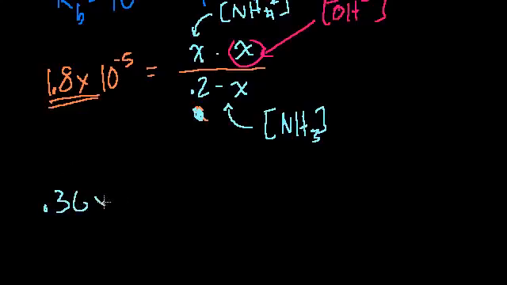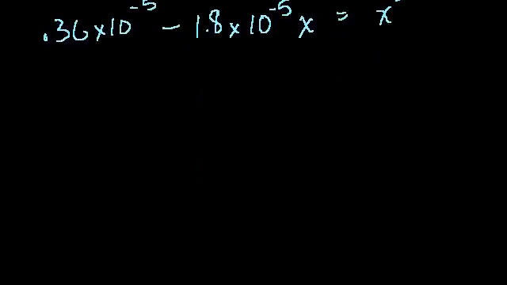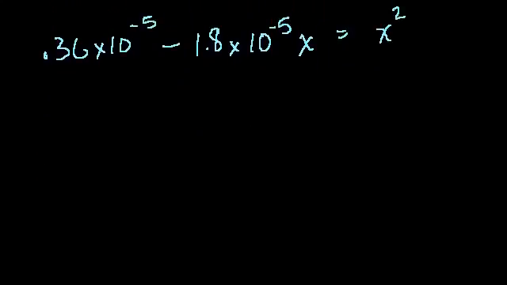0.36 times 10 to the minus 5, right? 2 times 1.8 would be 3.6. This is 0.36 minus 1.8 times 10 to the minus 5 x, right, is equal to x squared. Let's put everything on the same side of the equation. I'm going to move all of these to the right-hand side.